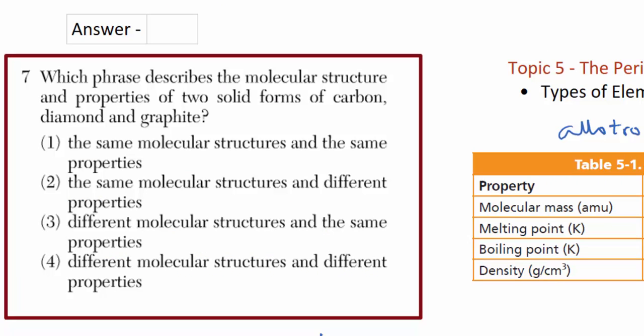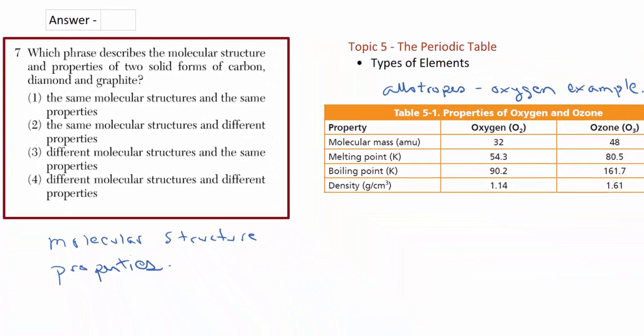Question 7. Which phrase describes the molecular structure and properties of 2 solid forms of carbon, diamond and graphite? Having 2 different forms of the same element is what we refer to as having allotropes of that element. I've included a table that shows an example of oxygen allotropes, oxygen O2 and ozone O3.